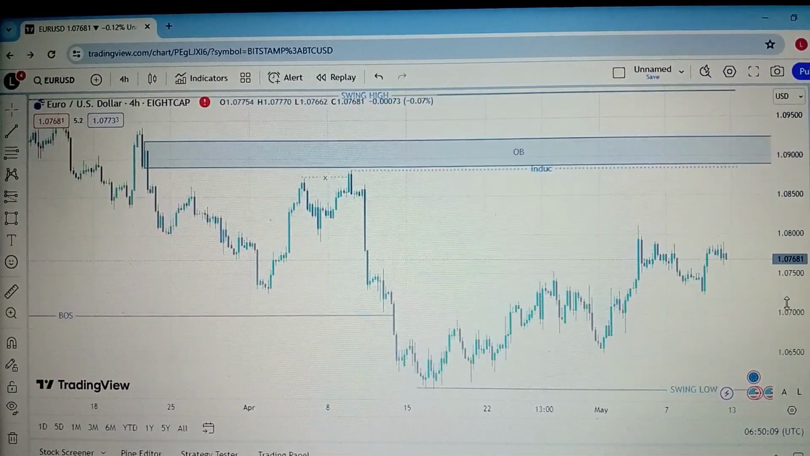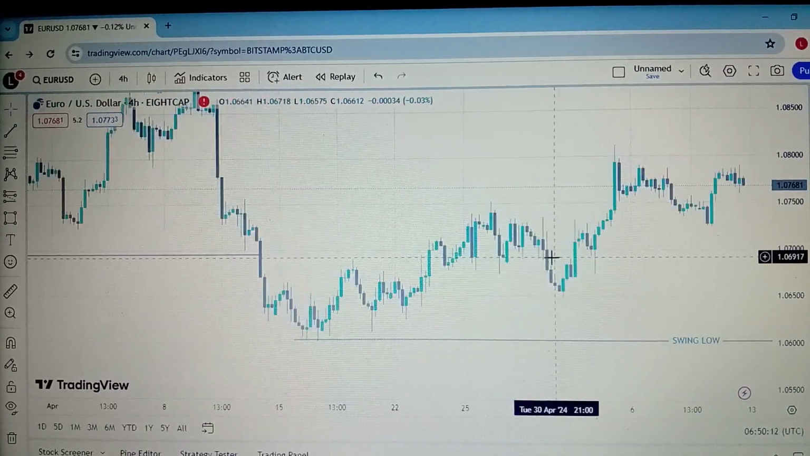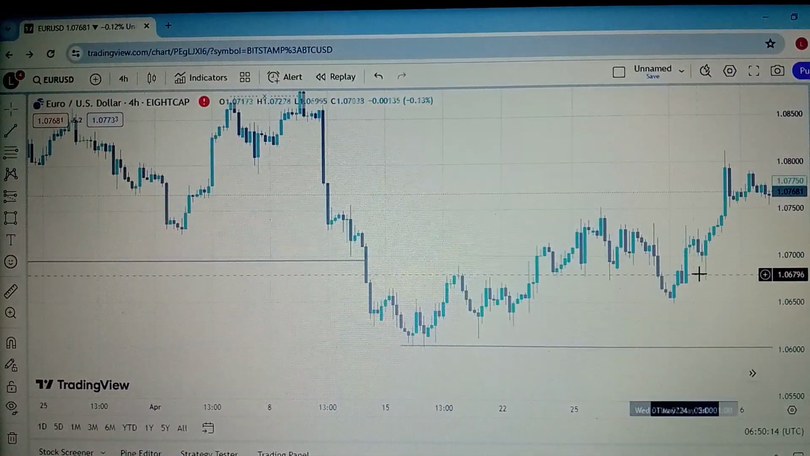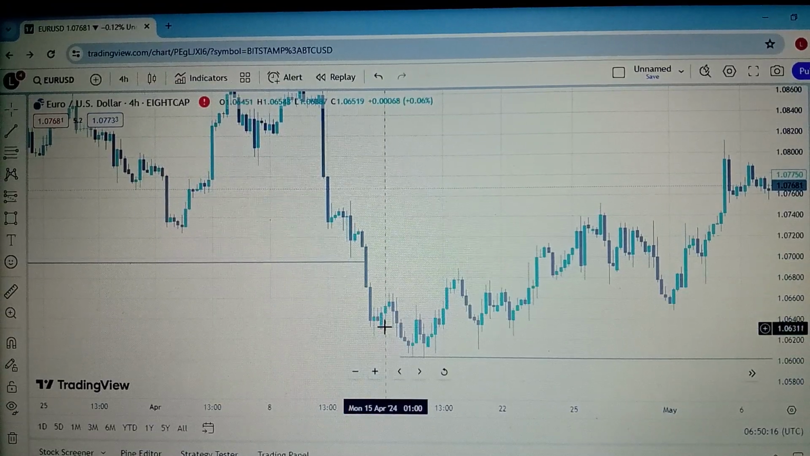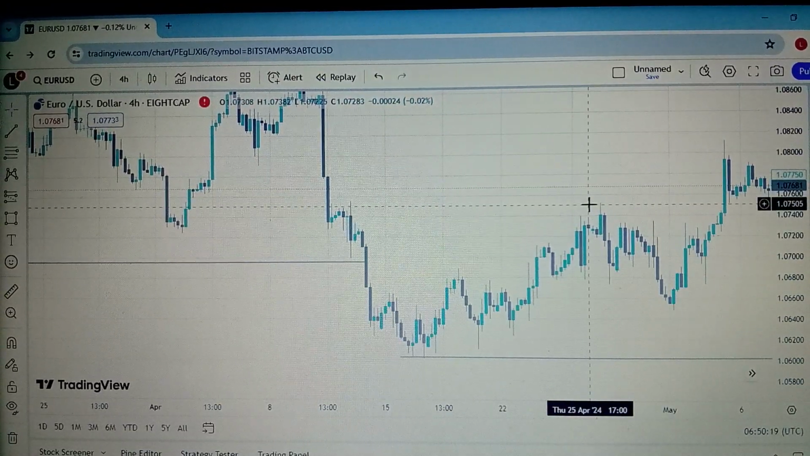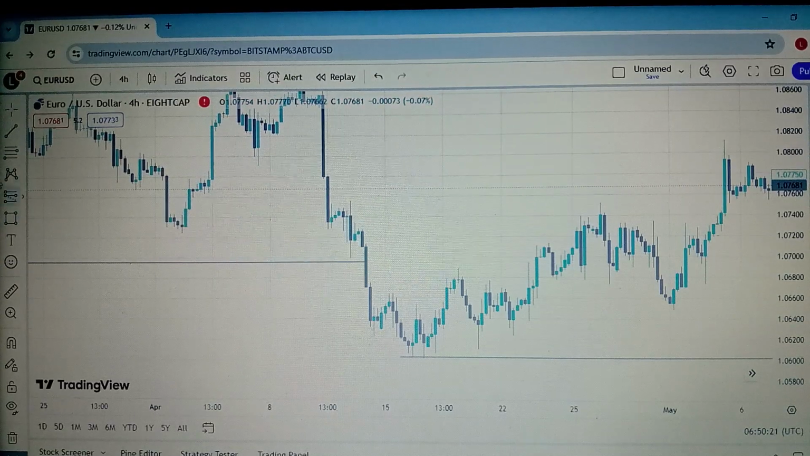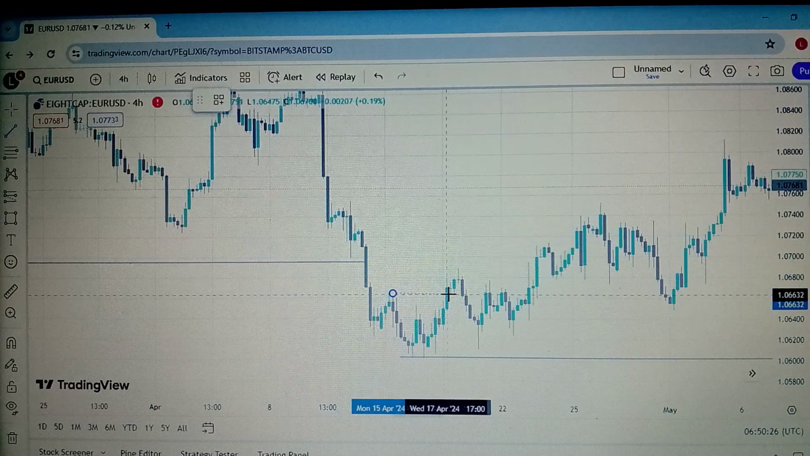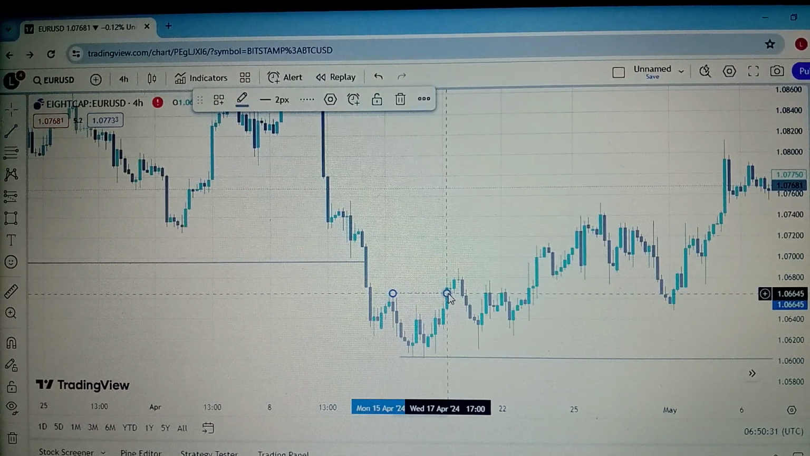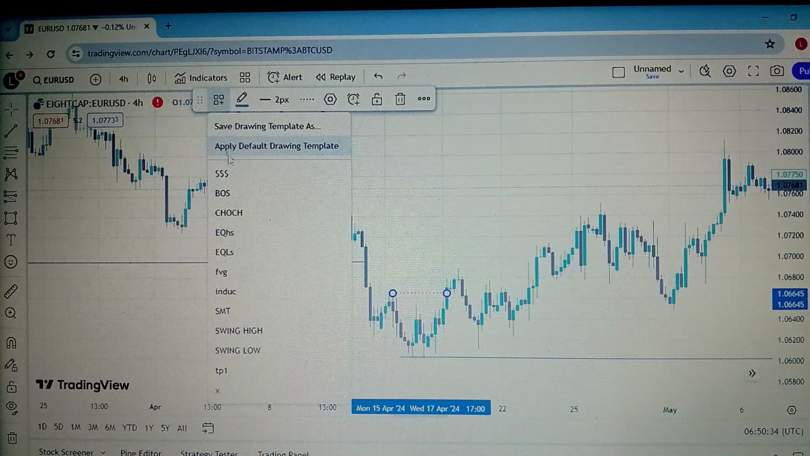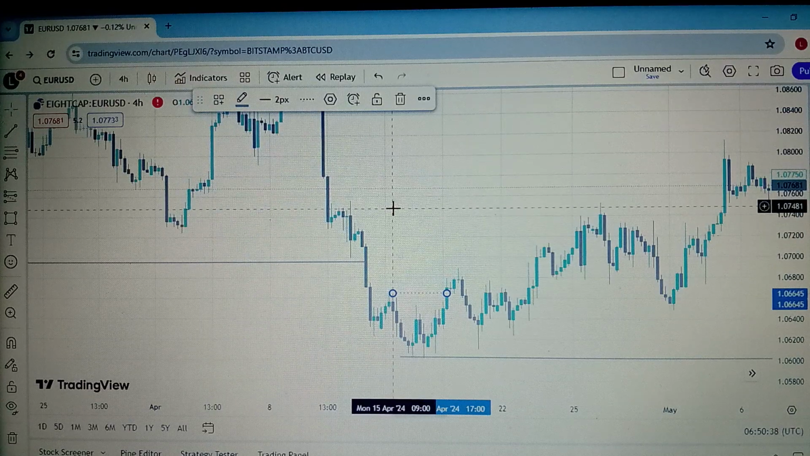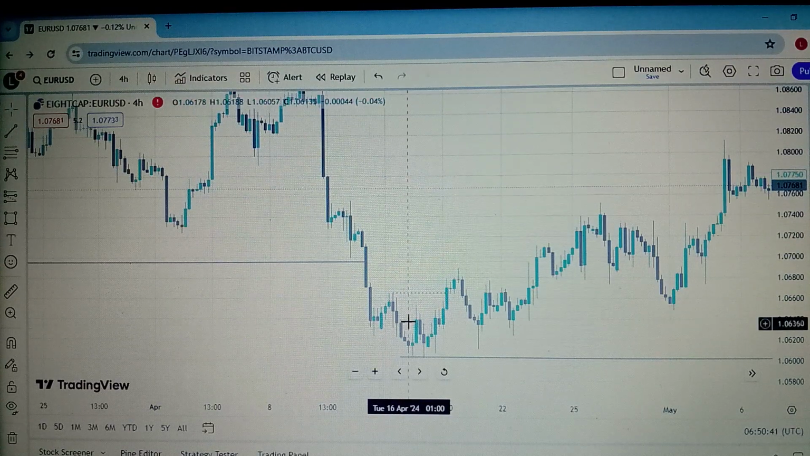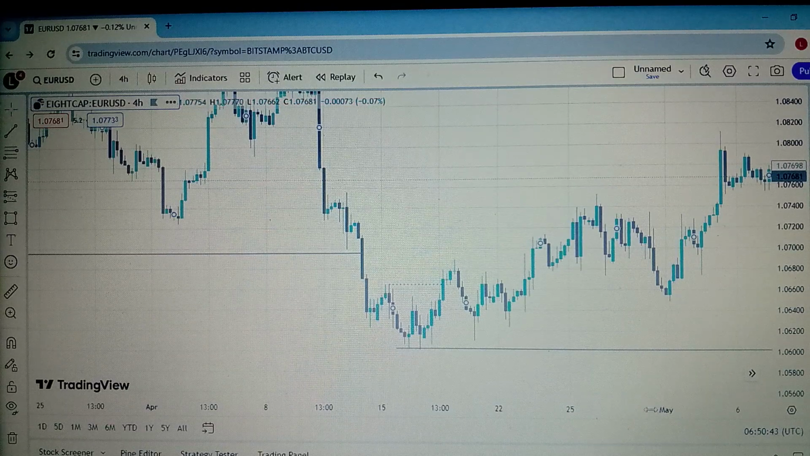So what I saw on Euro US dollar is that price changed character right here, right? And I trade based on what's called the three candle pullback. So what's the three candle pullback?